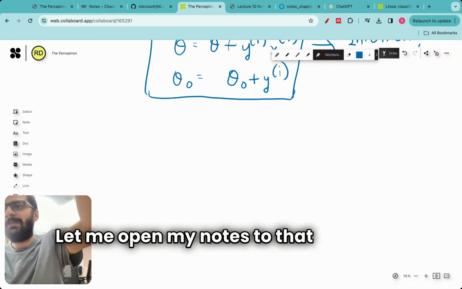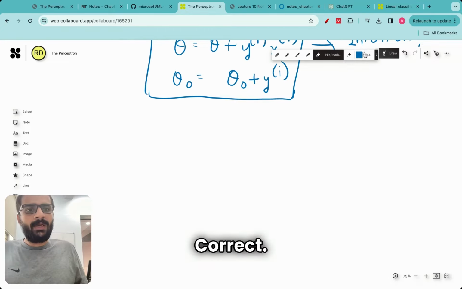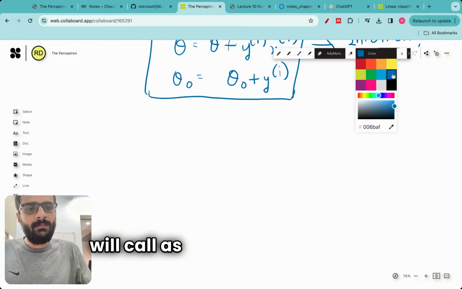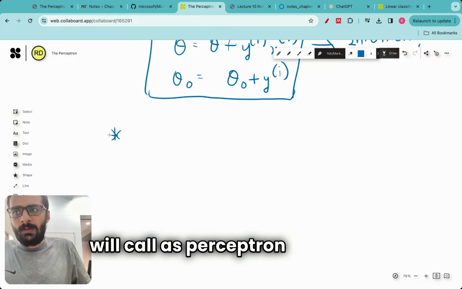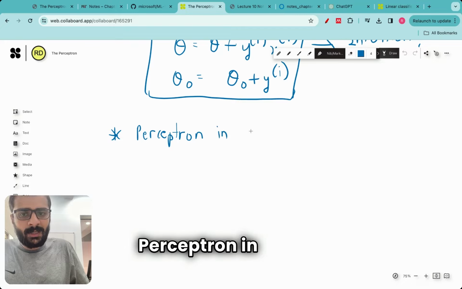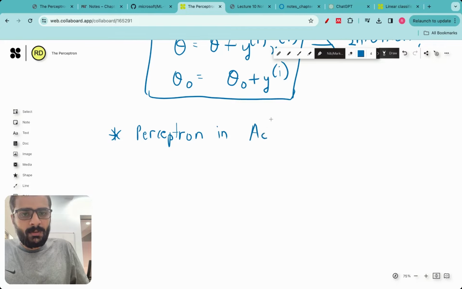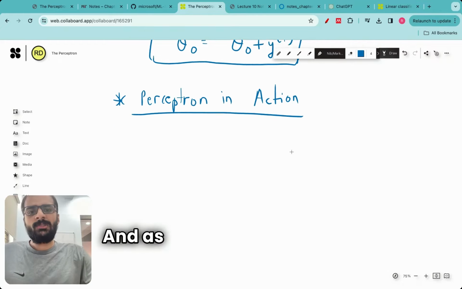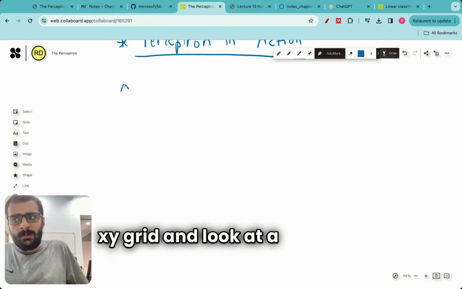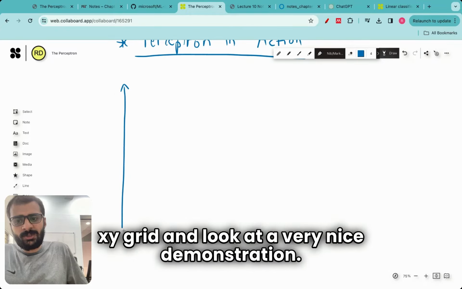Let me open my notes to that particular page. Correct. So this section I will call perceptron in action. And as always with practical demonstrations, let's construct an XY grid and look at a very nice demonstration.